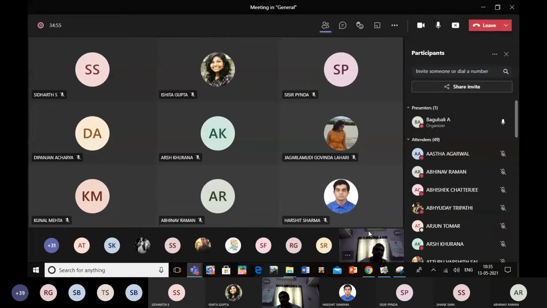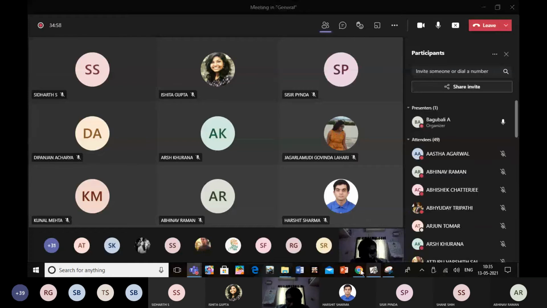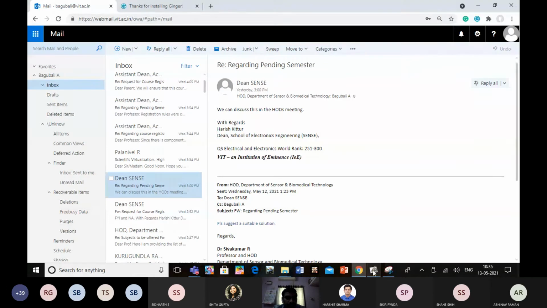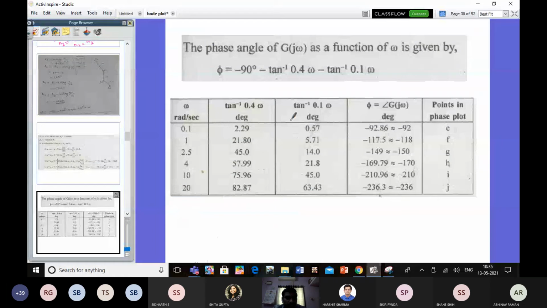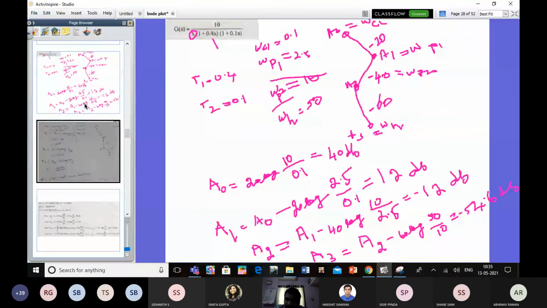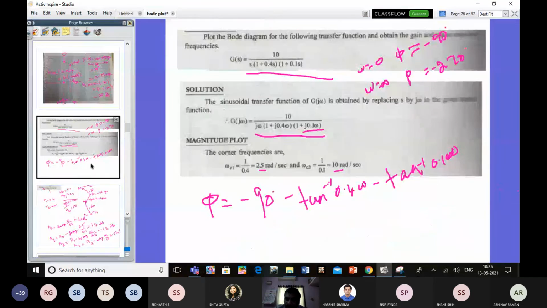So here in this plot, I have already told you the starting point and ending point of the phase angle. Omega equal to 0, it should be minus 90 degree. Omega equal to infinity, it is minus 270 degree. So you have to take the value which comes exactly nearby the point of minus 180 degree. In such a way you can take the values of phase angle.